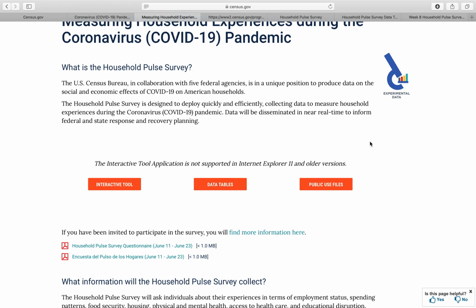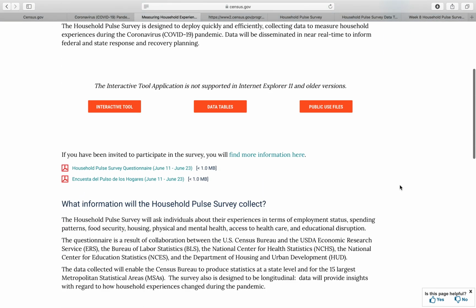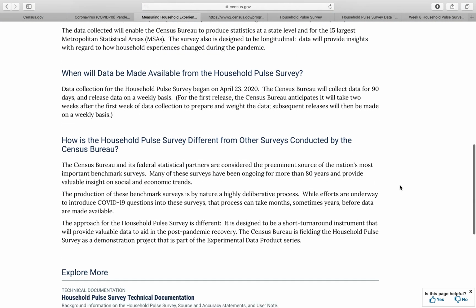You won't want to use the public use files, because they are the raw data that somebody like me, a researcher, would download to use with statistical software like SPSS or SAS or Stata. So when you first open this screen, what I'd like you to do is take a look and read things.